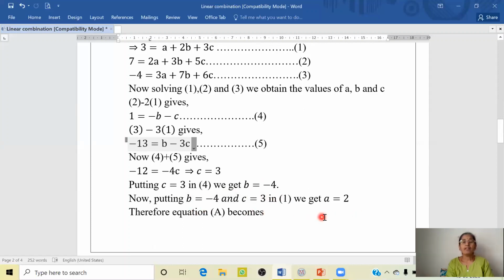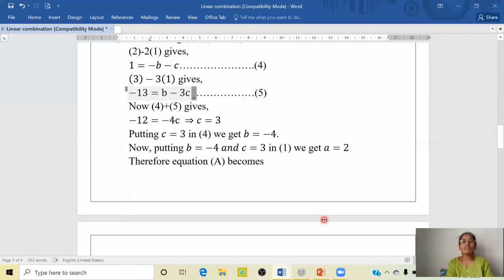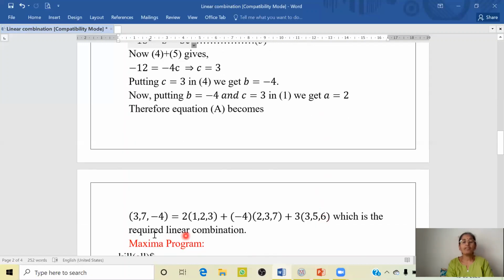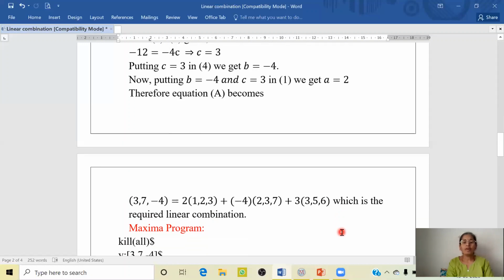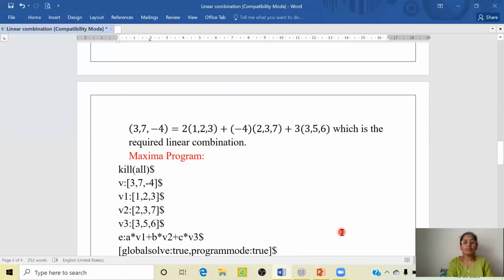After finding the values of A, B and C, let us substitute these values in expression A, which gives us the required linear combination. Therefore, 3, 7, minus 4 equals 2 into 1, 2, 3 plus minus 4 into 2, 3, 7 plus 3 into 3, 5, 6, which is the required linear combination. Now let us move on to the Maxima program for this problem.